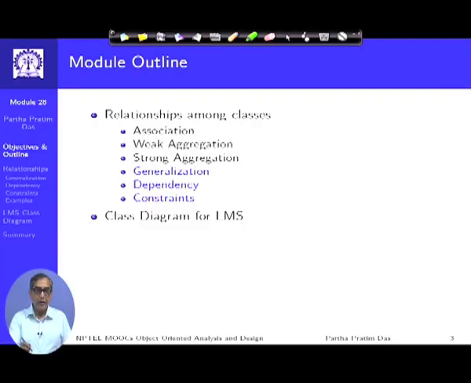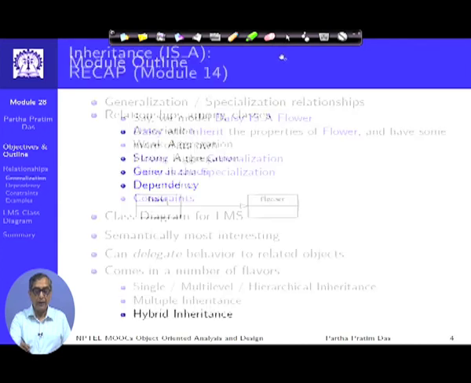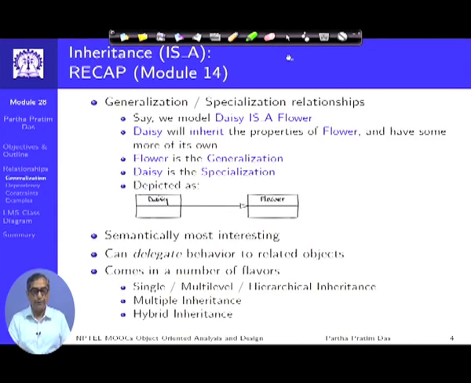In continuation of that, we will discuss three other kinds of relationships: the generalization, the dependency, and the constraint. These are further relationships that may exist between two or more classes. Besides that, in this module we will also quickly take a look into our running example of LMS and try to improve on the class diagram of LMS that we have been constructing so far.